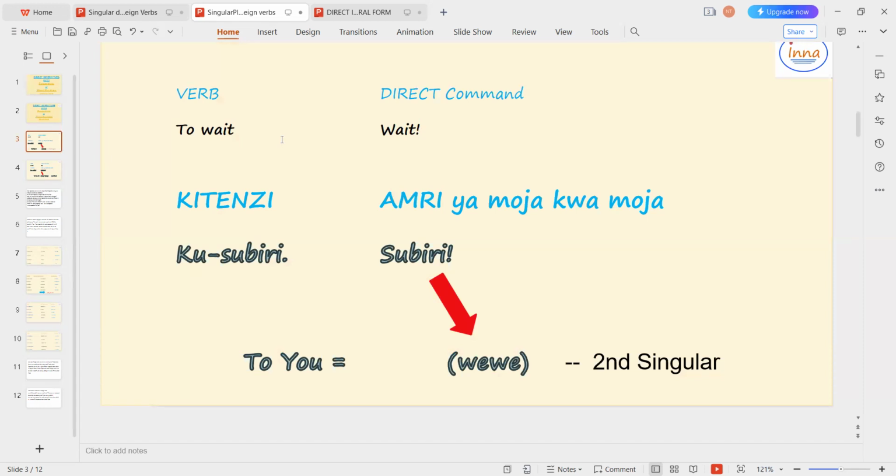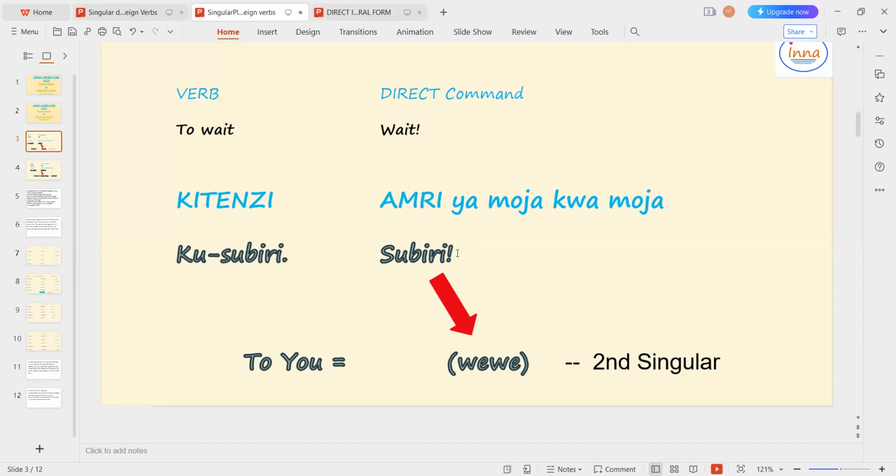Likewise, in Swahili language, if we take the infinitive kusubiri, which means to wait, here the verb stem in the infinitive kusubiri is ku. As you know, if we demolish this verb stem, we will be left with subiri. Therefore, subiri will be our Swahili direct imperative with foreign verb in singular form.